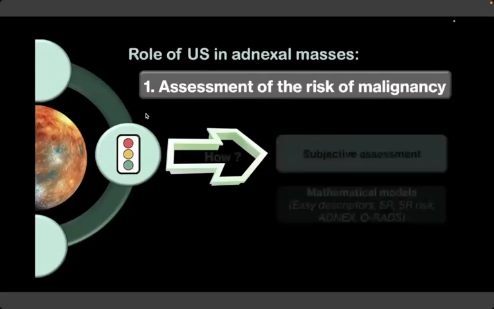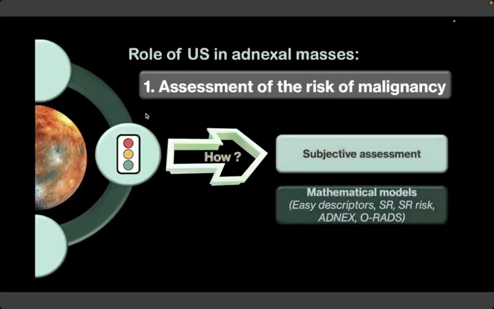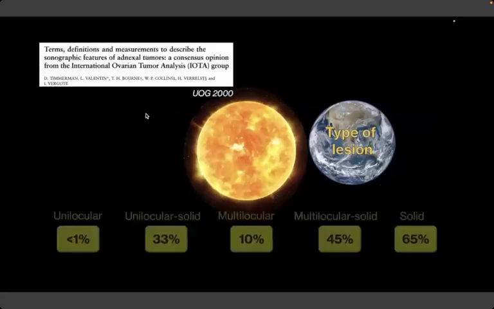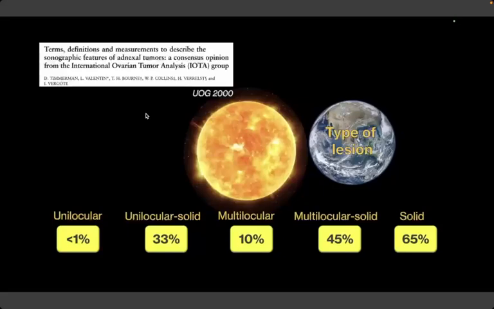How can we assess the risk of malignancy in an adnexal lesion? We can rely on our experience, or we can rely on different mathematical models. The first task of the ultrasound examiner evaluating an adnexal mass is to be familiar with the IOTA terms and definitions in order to describe the different features of the lesion and to recognize the type of lesion. Each type of lesion is associated with a baseline risk of malignancy, which is important to know in order to formulate a diagnostic hypothesis for our patient.